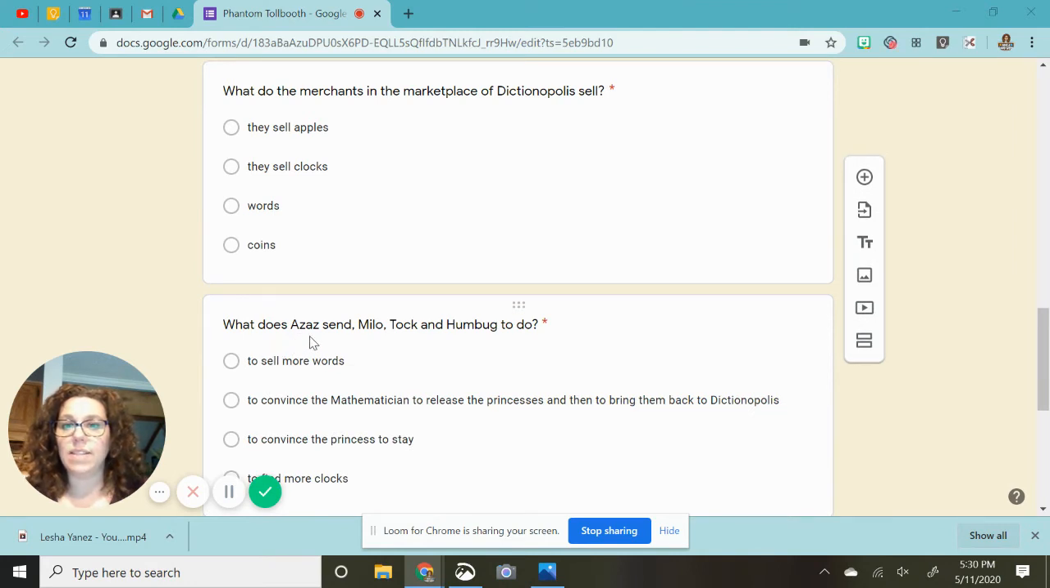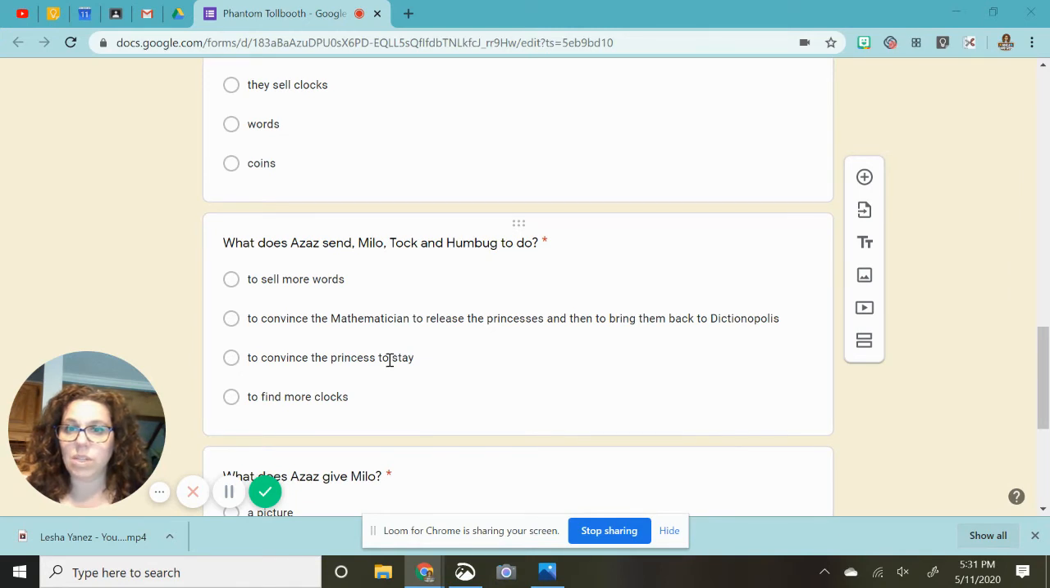What does Azaz send Milo, Tock, and Humbug to do? To sell more words, to convince the mathematician to release the princesses and then bring them back to Dictionopolis, to convince the princess to stay, to find more clocks.